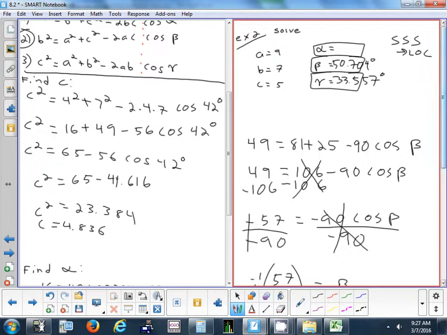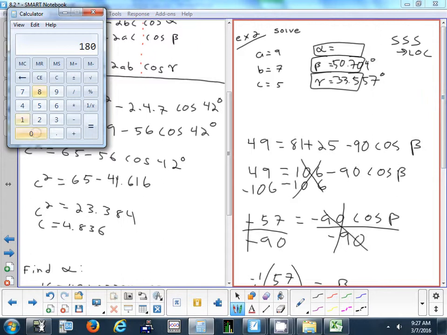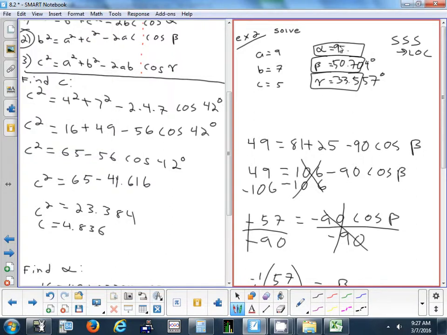All right, so a safe way to find alpha is to do the law of cosines one more time. If you're pretty confident with beta and gamma, just add these up and subtract from 180. So 180 minus 57.04 minus 33.557. All right, so almost a right triangle. It's close, but not quite. 95.739. Okay, so any questions on the law of cosines?